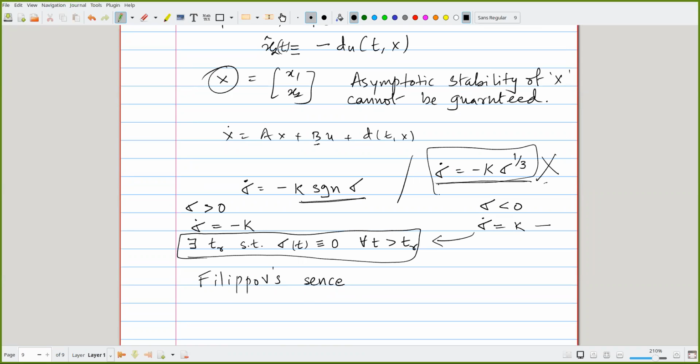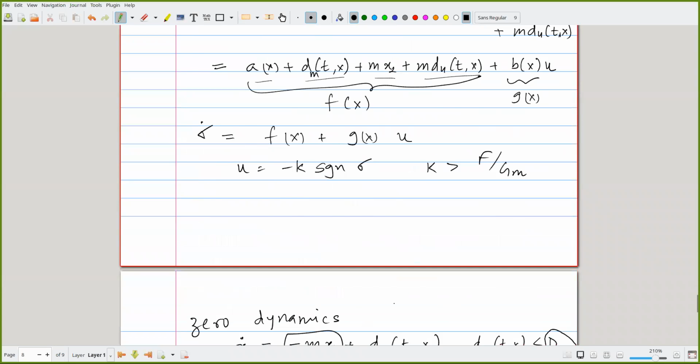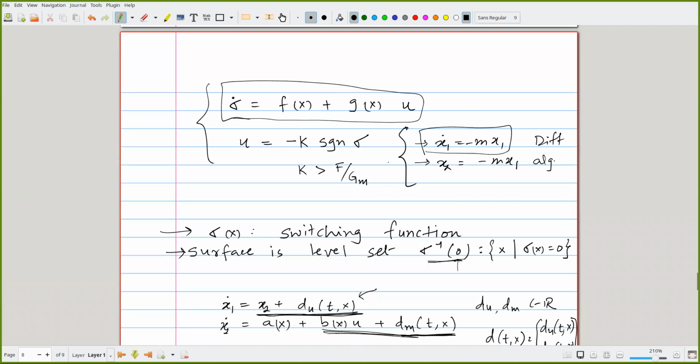This is not a control. Instead of sigma, you put u equal to minus k sigma raised to 1/3. When you put u equal to minus k sigma raised to 1/3, you cannot ensure the finite time stability under this disturbance, under these uncertainty conditions.